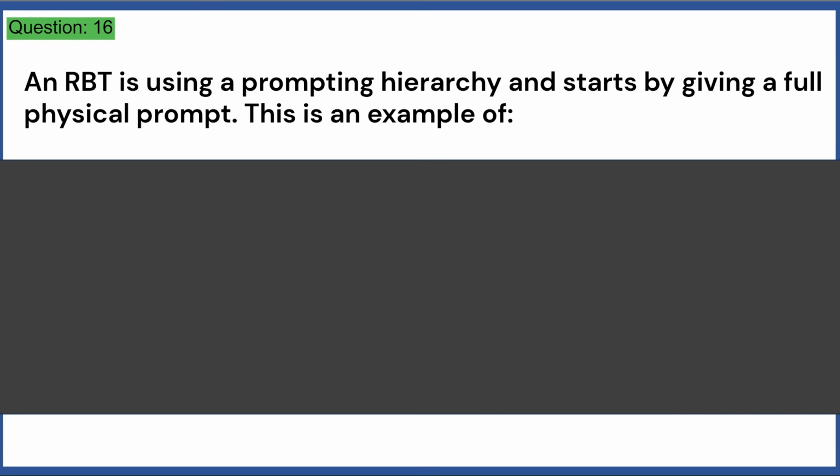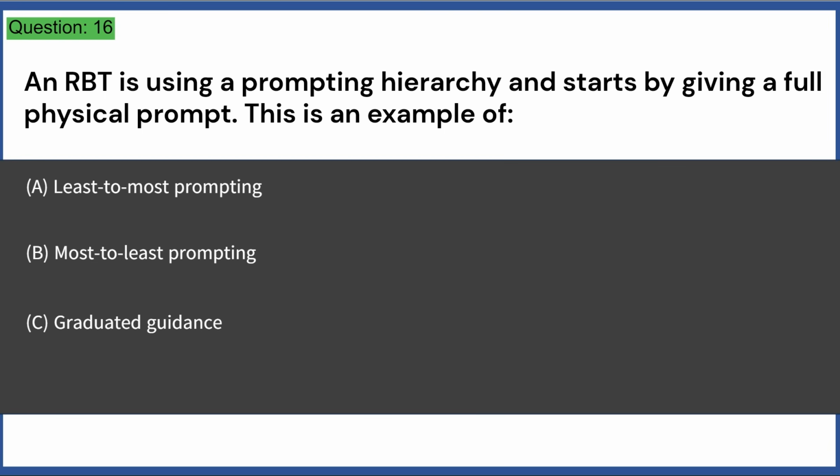An RBT is using a prompting hierarchy and starts by giving a full physical prompt. This is an example of A. Least to most prompting. B. Most to least prompting. C. Graduated guidance. D. Stimulus fading.